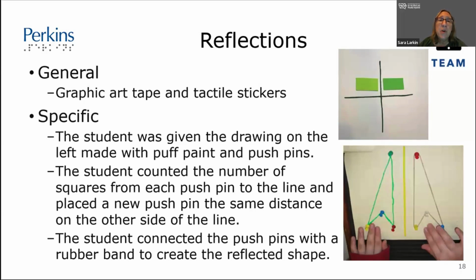So in the example, we actually have a teacher that has created a quadrilateral, an irregular quadrilateral, and then they've used push pins for the points. And then the student can count, okay, how far is this point from that line of reflection, and count the same number of squares on the other side to produce their new push pins and connect them with just a rubber band.